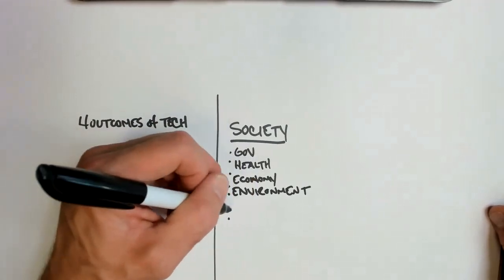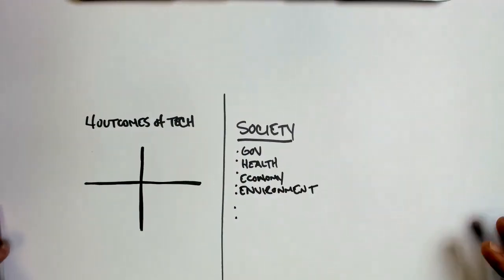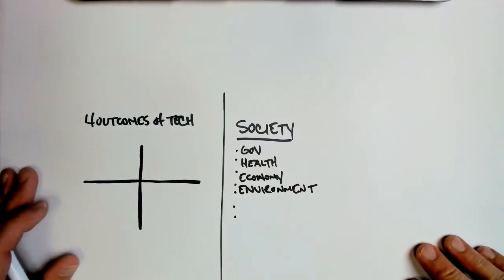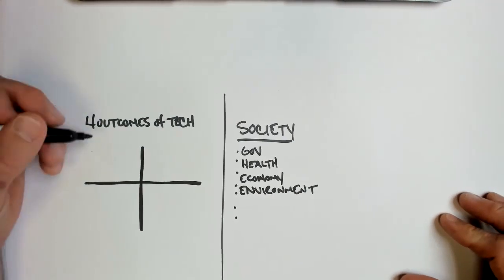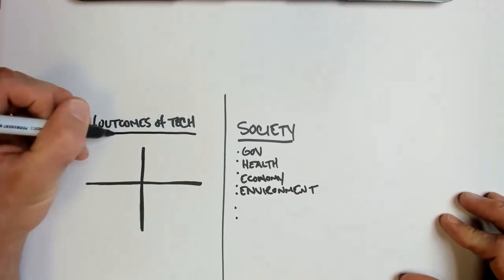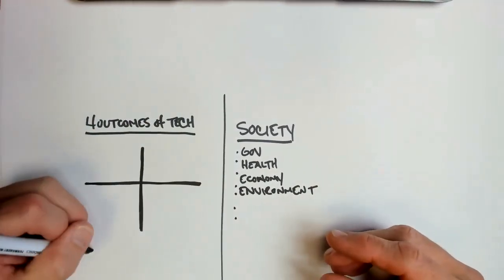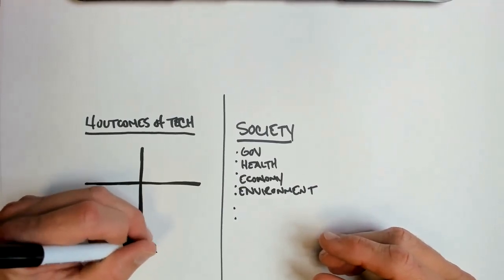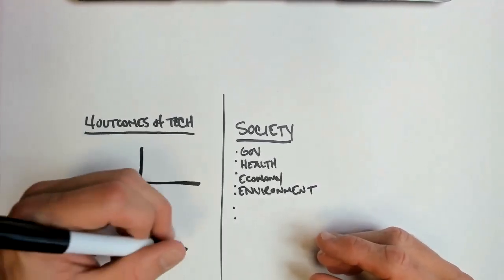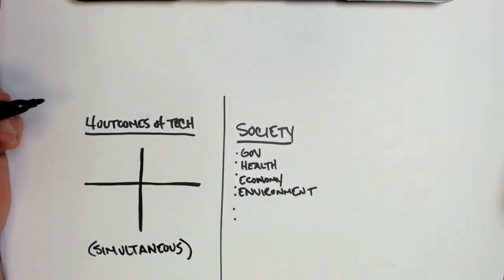And this list could go on and on, different subcategories of society. And the four outcomes of tech, it's not just benefit and trade-off. All right, let's think of a little scenario where I can tease out four outcomes. And by the way, these are simultaneous. Benefits and trade-offs will happen at the same time, but these four will happen at the same time.